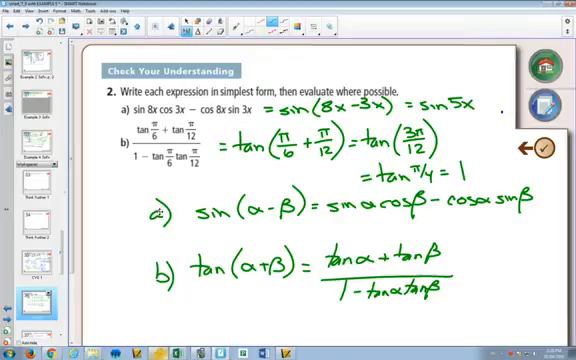Okay. So questions you can do for this one are 4 and 5.